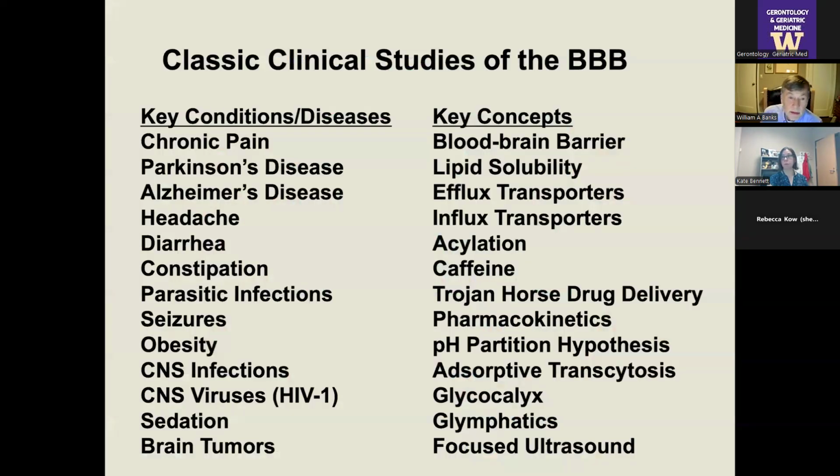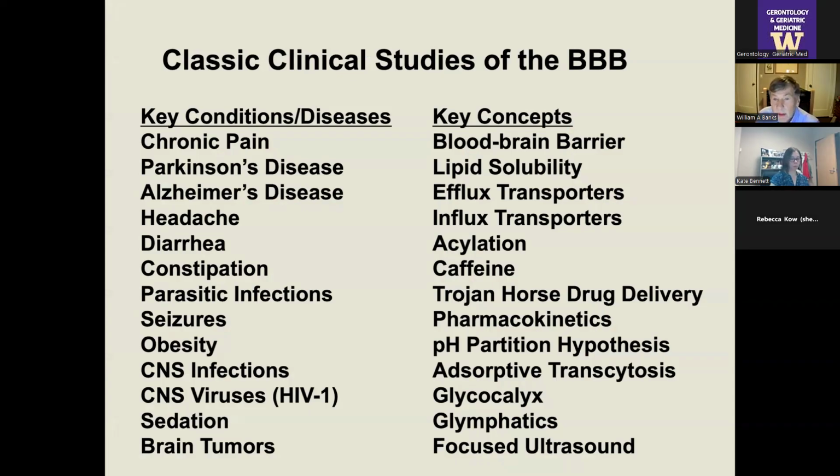Here's some of the conditions and diseases we'll talk about today. Chronic pain, Parkinson's and Alzheimer's disease, headache, diarrhea, constipation, parasitic infections, seizures, obesity, CNS infections, viral infections in the brain, sedation, and brain tumors. So you see that we'll be talking in a very broad scope and a very broad area.